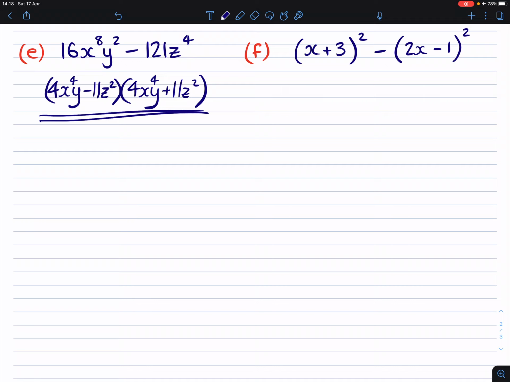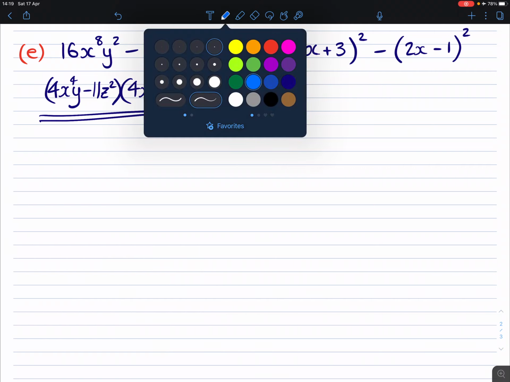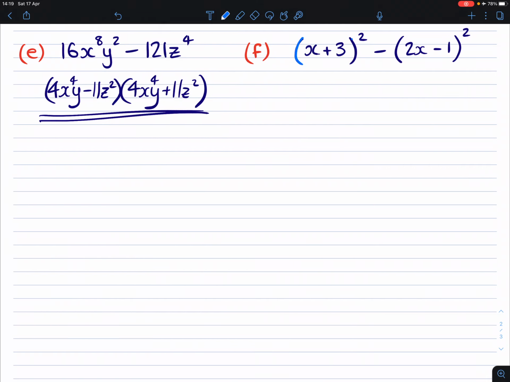Lastly, this one is trickier to spot as a difference of two squares, but like I said before, we have two terms, there's a takeaway sum in between, and the fact that both of these are written as something squared means they have a nice square root. The thing that is the square root of that squared is the thing that I've just written in the blue brackets. X plus 3 is the square root of x plus 3 all squared. Similarly, square root of 2x minus 1 all squared is 2x minus 1.